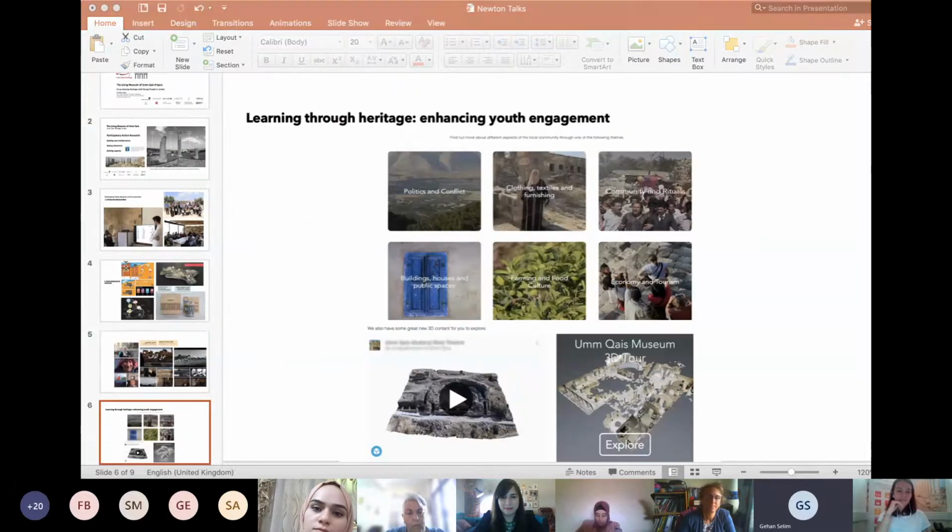So what we were trying to approach here was learning through heritage and enhancing youth engagement in the site. Overall, the methodology we implemented enabled the youth of Qais to go beyond collective memory and become more analytical about the basis of the identity that they already hold. The project activities and outputs have several positive aspects so far. I'm talking about a project that is still ongoing, so we haven't concluded yet, and we still have activities and outputs coming.